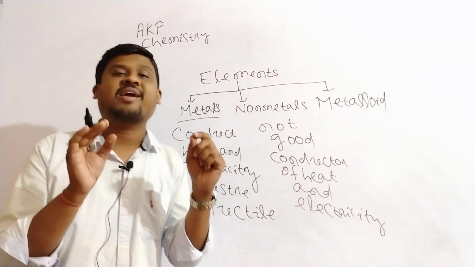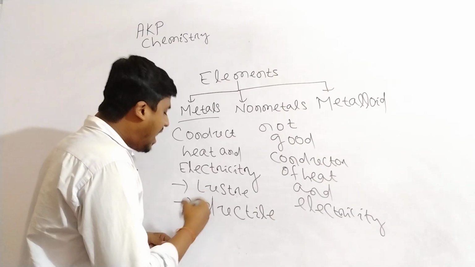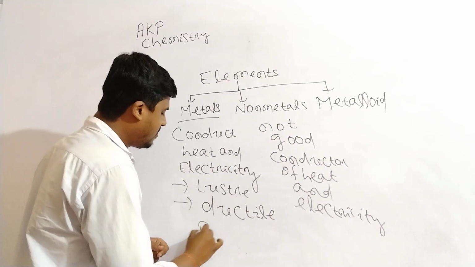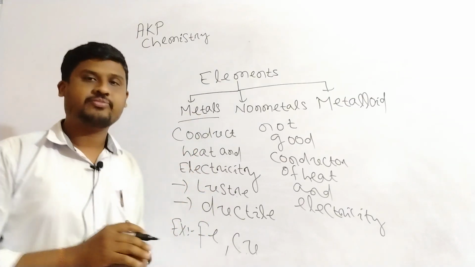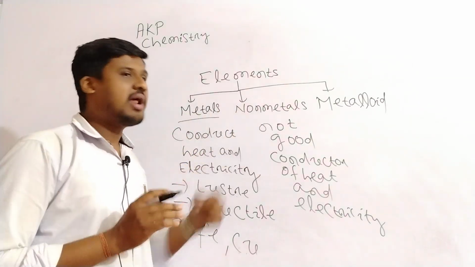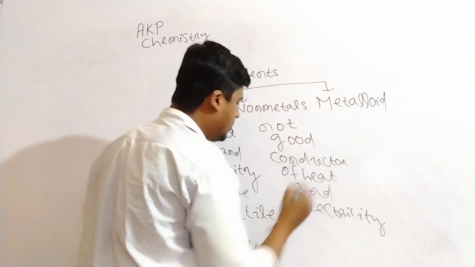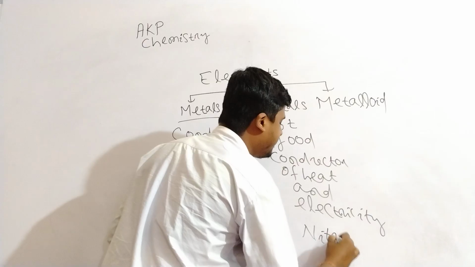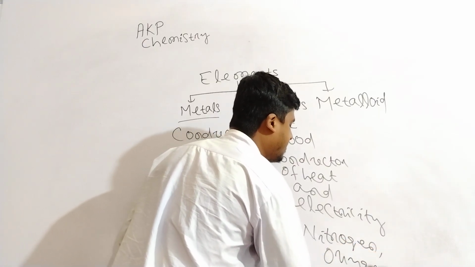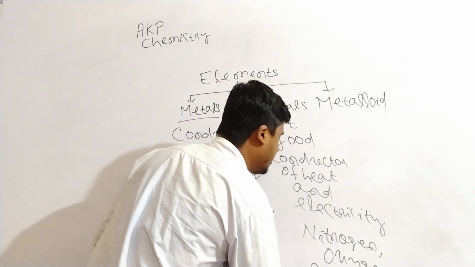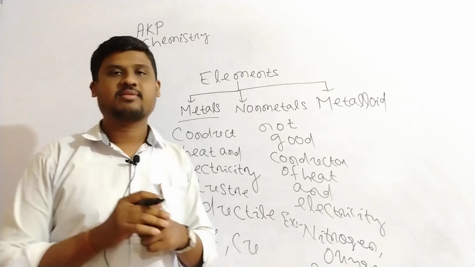For examples of metals, we can take iron and copper. For non-metals, you can take examples like nitrogen, oxygen, and iodine. These are the examples of non-metals.